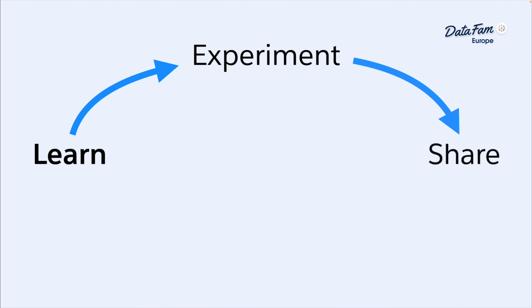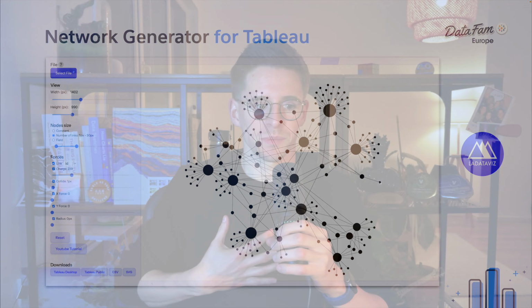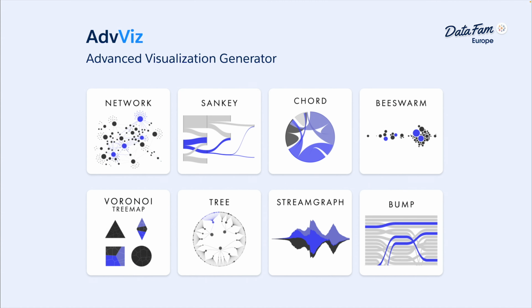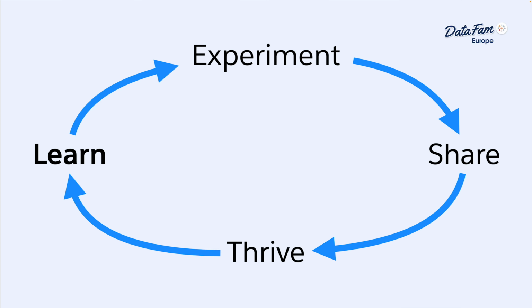So after all of this experimentation, it was time for me to share the result of what I learned. The very first thing that I shared was that network generator for Tableau. I was spending a lot of time making networks in Tableau, so I wanted to create a tool that would allow other people to make networks. And like I said before, this network generator evolved to become Adviz with 8 more different generators. So that was the sharing part. I spent a lot of time building this Adviz, and then it was time to thrive.